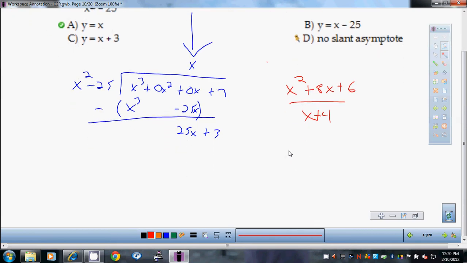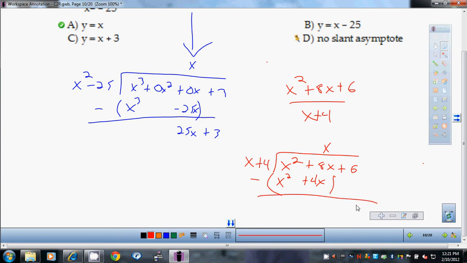So you need to divide. Yes, by all means do it synthetically if you get one like this tomorrow. But I don't think they are like this tomorrow as far as where it's just x plus or minus a number. So we're going to stick with long division for the practice. How many times does x go into x squared? X. Multiply back through. Subtract. You get 4x. How many times does x go into 4x? 4.